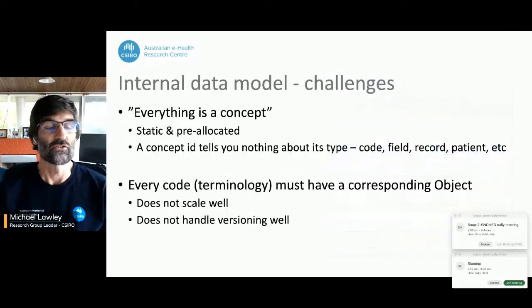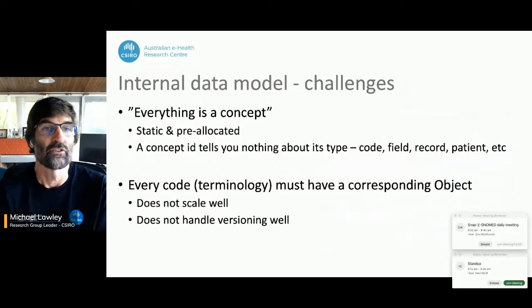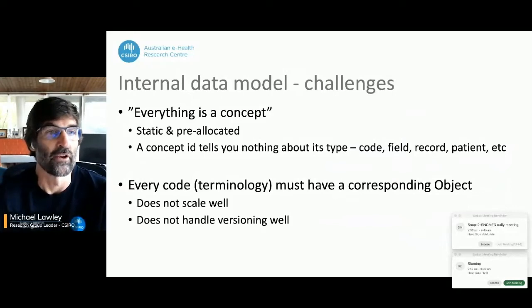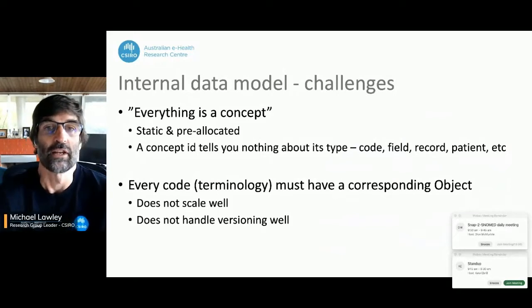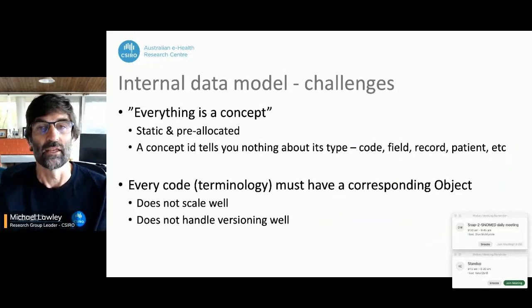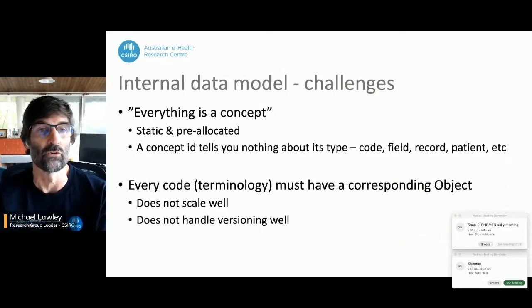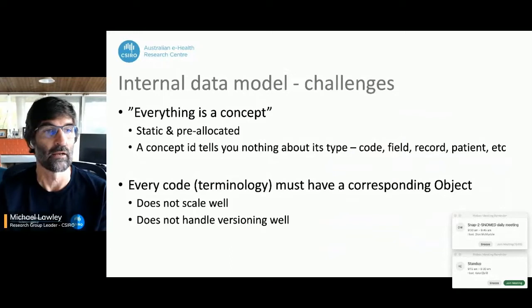The next challenge we ran into was the internal model of OpenMRS. So OpenMRS adopts a concept-based model. This is not the terminology concept, but a sort of generic idea of a concept, so that everything in OpenMRS is a concept. It has an ID, but given an ID, you don't know anything about what the type of this thing is. So you have to introspect or know in advance that the thing that is identified is a terminology code or a field in a record or an instance of a record or a patient, etc. So the level of abstraction is quite high, and it does make the code a little bit opaque at times.